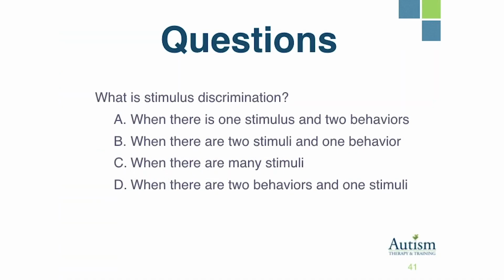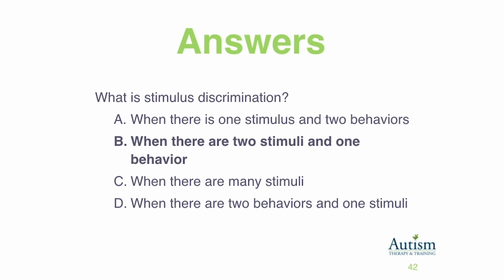What is stimulus discrimination? A, when there is one stimulus and two behaviors. B, when there are two stimuli and one behavior. C, when there are many stimuli. D, when there are two behaviors and one stimuli. And the correct response is B, when there are two stimuli and one behavior.